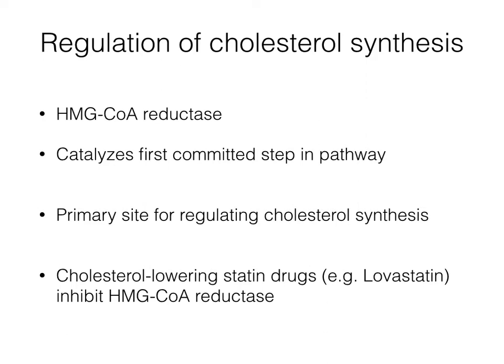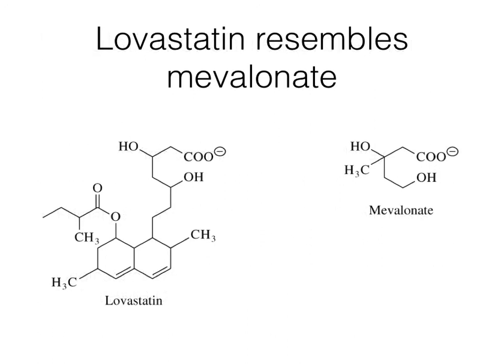Through what mechanism? Let's take a look at the structure of Lovastatin versus mevalonate. If you notice, Lovastatin resembles mevalonate. They are structural analogs, which means they have the same binding site, and that is the active site. So Lovastatin is an inhibitor of the enzyme HMG-CoA reductase by blocking the active site. It is therefore a competitive inhibitor for the enzyme HMG-CoA reductase.